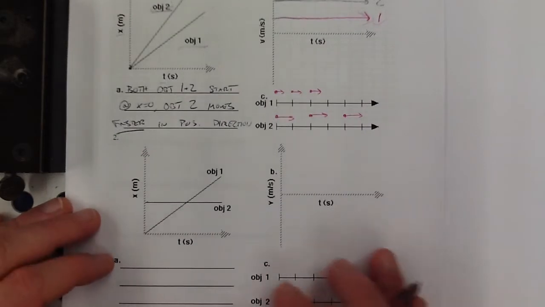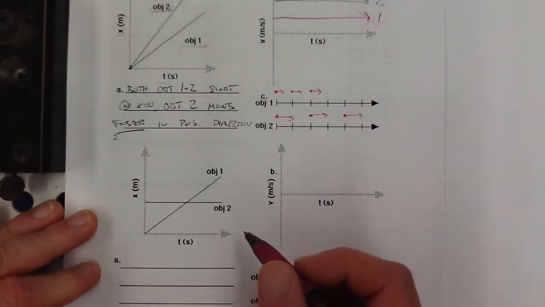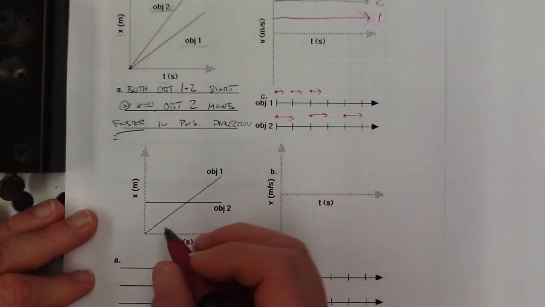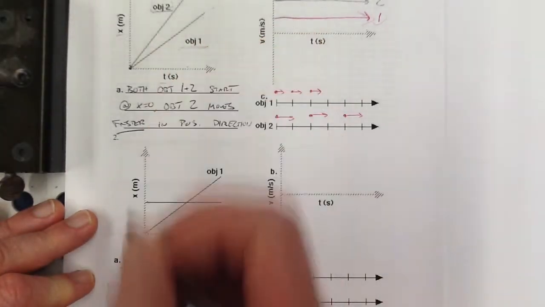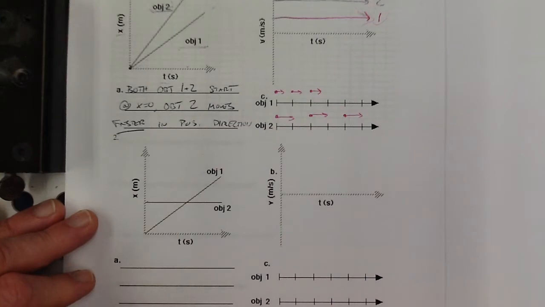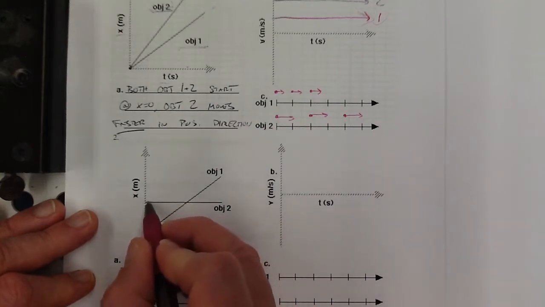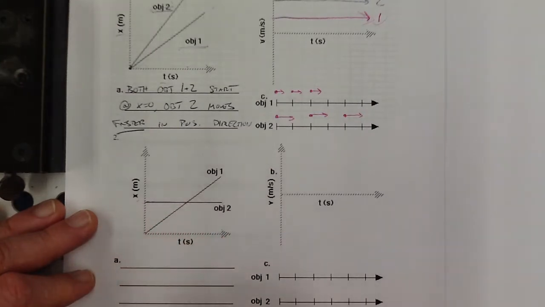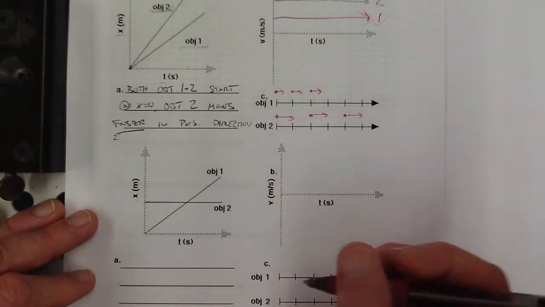How about this? Let's see. So what are these objects doing? Object 1 is the same as what it was doing here, and object 2 is not moving. It has a constant position. Position is the same the whole time. So how do we want to describe that?